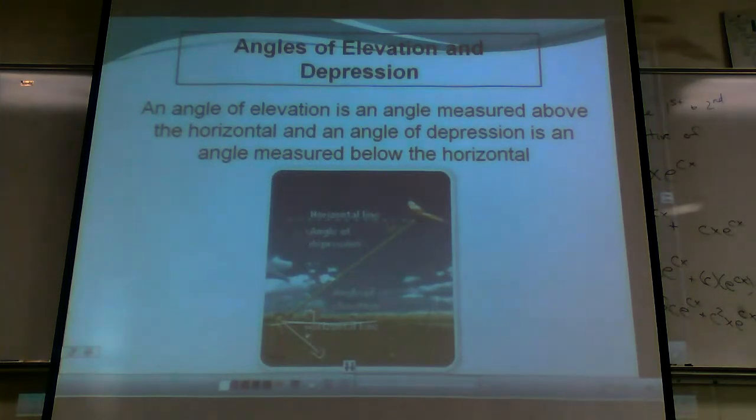All right, and likewise up here, anywhere you can draw a horizontal line, if it's above or below that horizontal line, you can classify it as either elevation or depression. That's why up here, they have a horizontal line. This angle is measured below that horizontal line, so it's called an angle of depression. Okay? The horizontals will be identified some way. Usually this deals with maybe a plane flying, where the horizontal would be the path of the plane under extremely perfect situations of flying in a straight line.